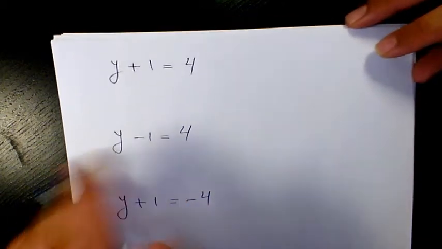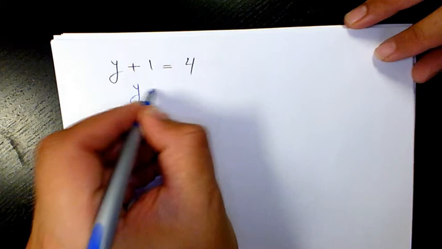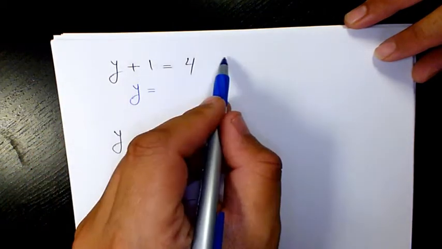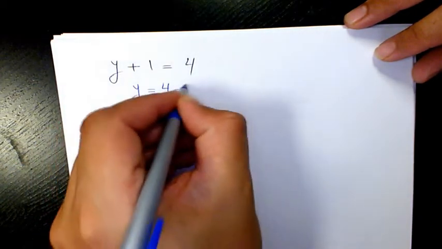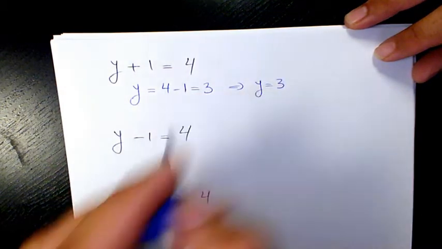Next one, y plus 1 equals 4. So again, I keep y on the left hand side and I move 1 to the other side, so it becomes negative. So 4 minus 1 equals 3. Therefore, y equals 3.